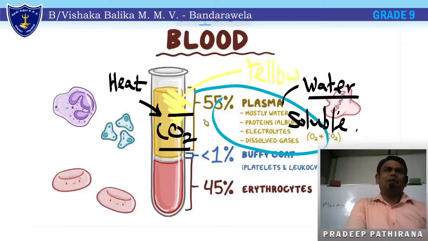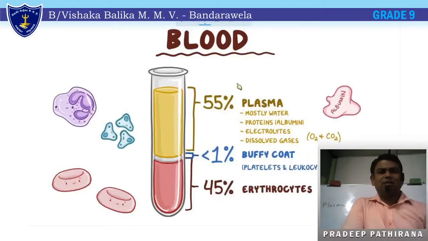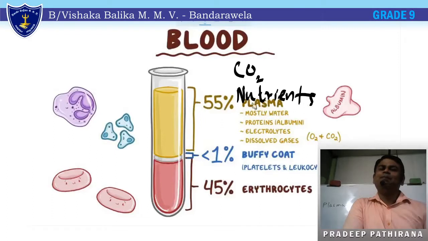It's a pale yellow one and transports many things. And I will show you some other things that can be transported through the blood plasma. Gases like CO2, carbon dioxide, and also nutrients can be transported through this. Dissolved nutrients like glucose, amino acids can be transported. Also hormones are transported.